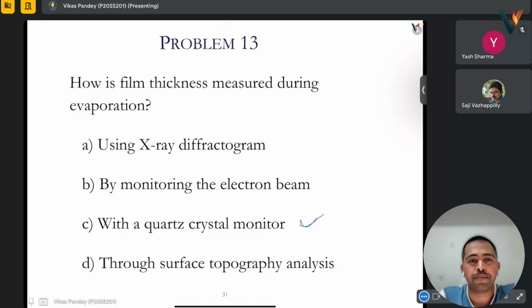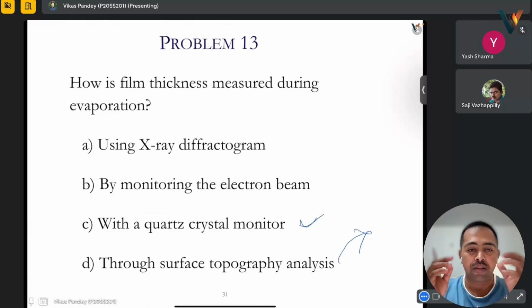Yes, any answers? I don't know, sir. Because this technique will need the sample to be taken out. Whole surface topography analysis cannot be done inside that evaporation chamber.